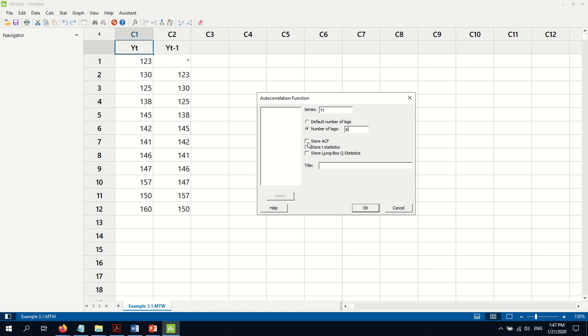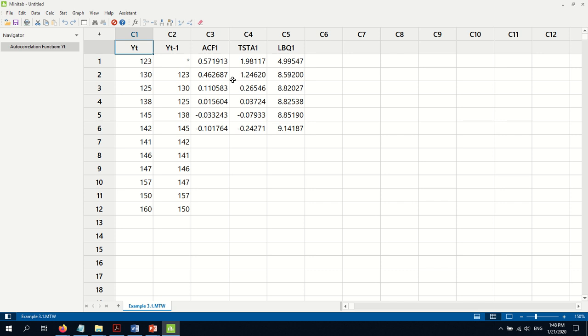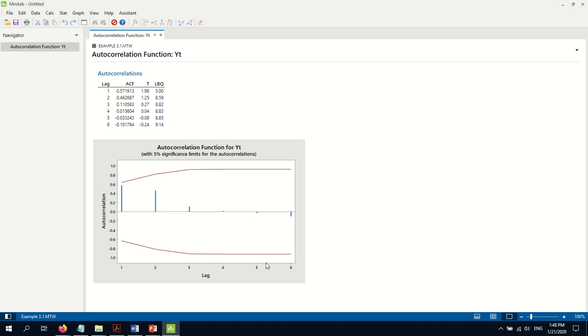We can choose to store ACF, store T statistics, store LBQ statistics. If we check them, then the results will be stored in this spreadsheet file. Then we click OK. You see in the spreadsheet, the results are stored as we have specified. We can see the results clearly from the output here.